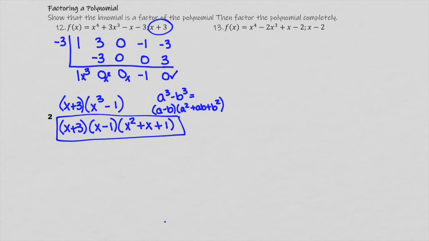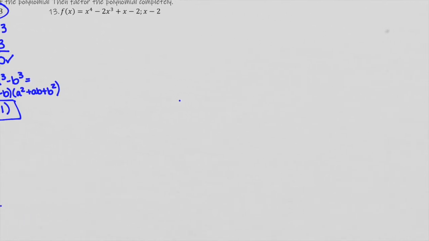All right, number 13. I need to prove that x minus 2 is a factor. So I'm going to do synthetic division. I'm going to divide out positive 2, since that's an x minus 2. And I have x to the 4th, coefficient 1, x cubed's coefficient negative 2. I don't have an x squared, so that's going to be 0. X's coefficient is 1, and my constant is negative 2.